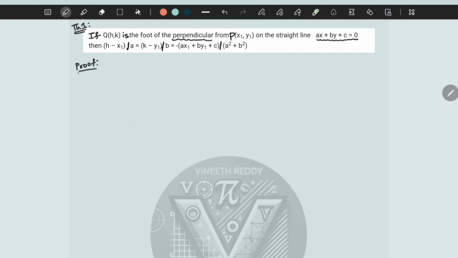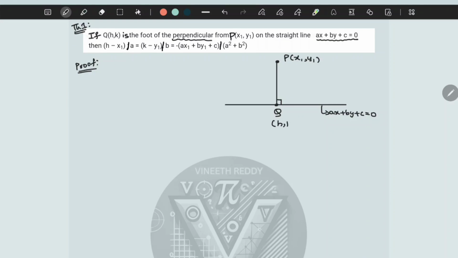So the proof is very simple. Let us first try to draw the diagram. We need to find the foot of the perpendicular from P onto the straight line. What does foot of the perpendicular mean in the first place? If I draw a line perpendicular to the given line, that is ax + by + c = 0, passing through P, wherever the line meets the given line, the point of intersection is nothing but the foot of the perpendicular. So the line should be perpendicular.